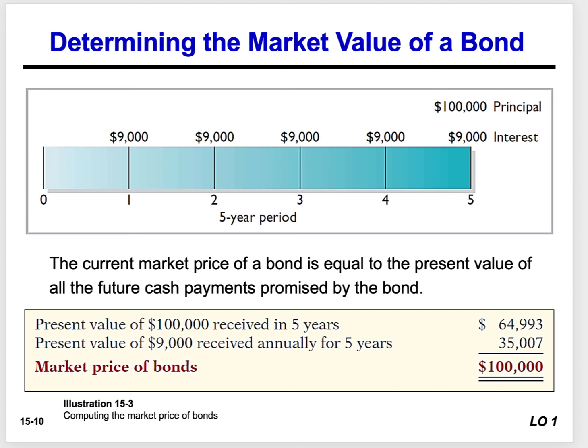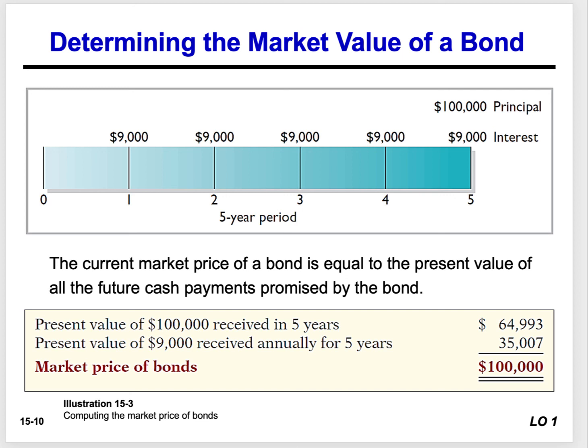Well, there are tables that we can use, or if you have a financial calculator, you can use that. But basically we need to go to the present value of an annuity of a dollar table, and we find out that today you'd be willing to accept $35,007 for $9,000 every year for 5 years, right? We're bringing it back to the value of today, okay?